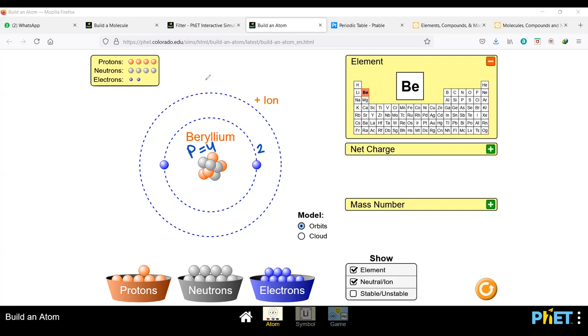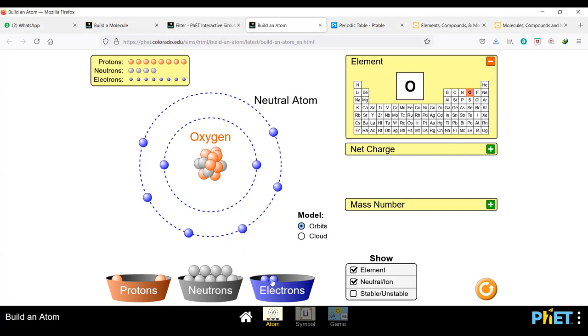Okay, let's try one else. For example, let's make the oxygen. Oxygen has 8 electrons and 8 protons. So it is a neutral atom.